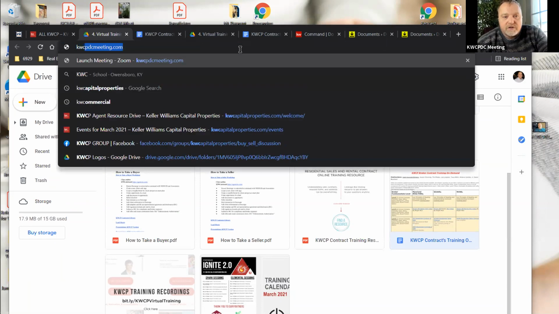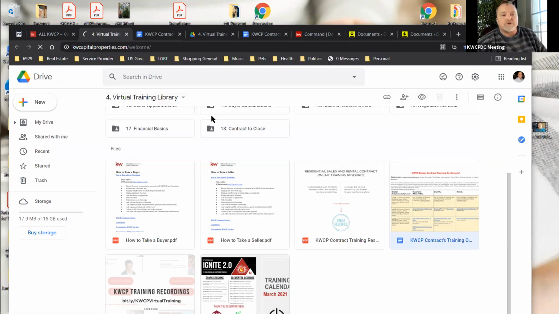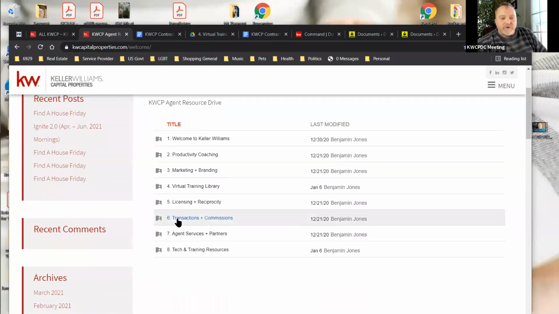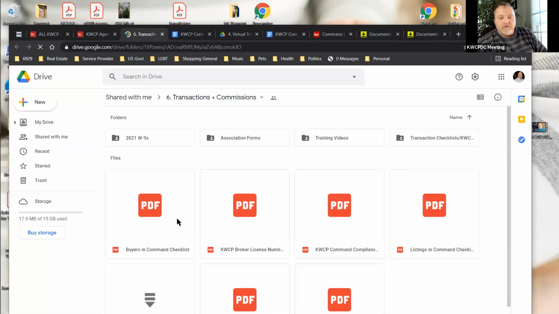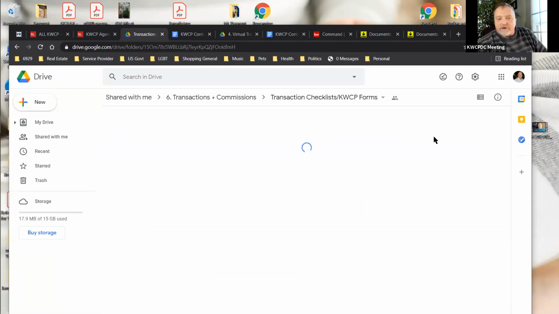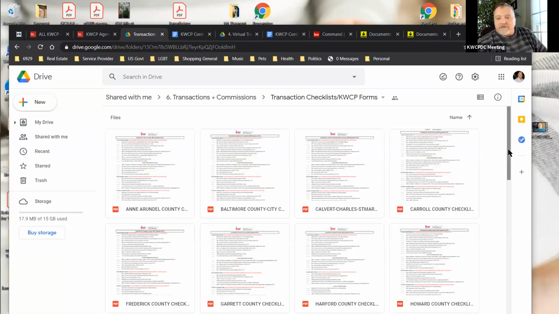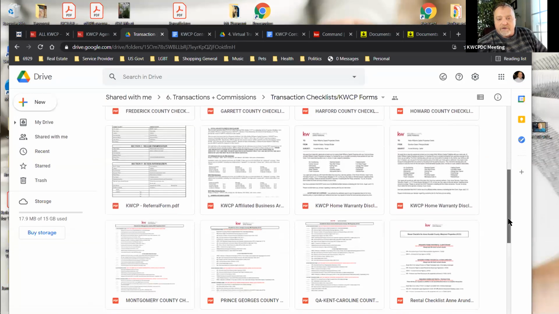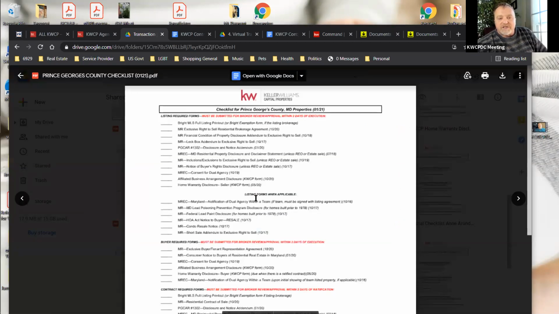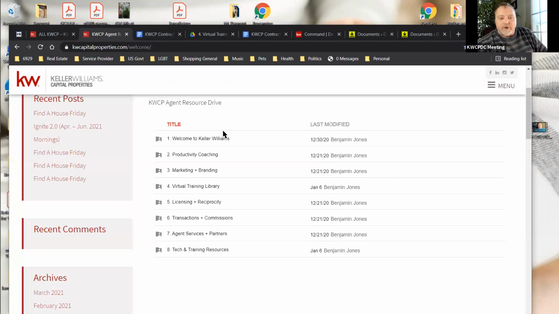And let me just do this. So if we go to the welcome drive again, and this time we go to folder 6, and then we go to checklists here. All of the checklists are available for all the jurisdictions that we operate in. Okay, so here's the one for Prince George's County. And this document is the same one we just looked at a second ago. Okay, so that's what we are able to do.